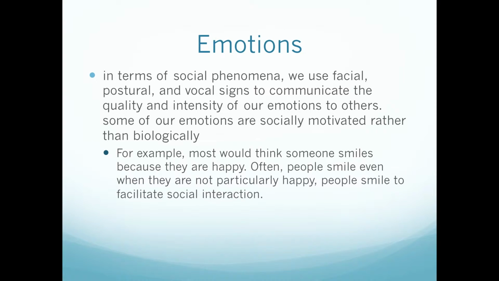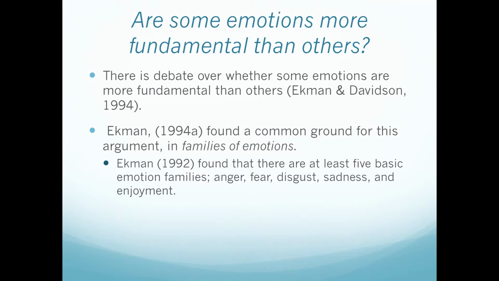As earlier discussed, in terms of emotion being a social phenomena, we use facial, postural, and vocal signs to communicate the quality and intensity of the wide range of emotions we feel. Some researchers have found this large range of emotions can be categorized into families of fundamental emotions, these families being anger, fear, disgust, sadness, and enjoyment. An example of one of these families could be anger. Anger could house resentment, hostility, and envy.